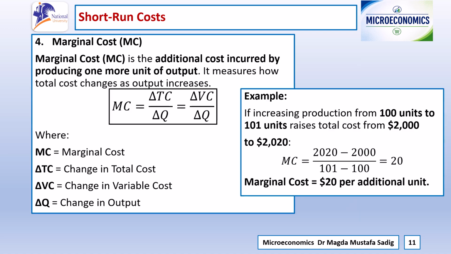Look here at marginal cost. Marginal cost is equal to delta TC, the change in total cost, divided by delta Q, meaning the rate of change in total cost divided by the rate of change in output. It's also equal to delta variable cost divided by delta Q. For example, if the total cost increases from 2000 to 2020, that means the change is $20, while the change in the quantity of output produced is only 1 unit. So marginal cost equals $20 per additional unit.